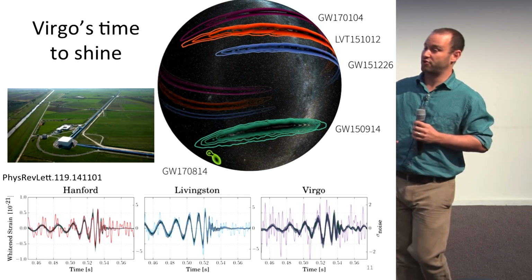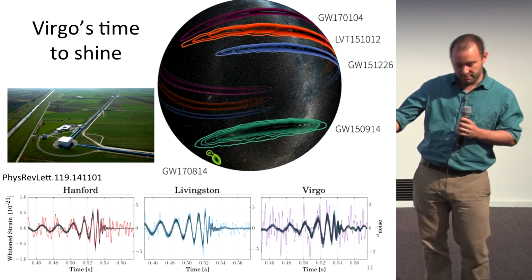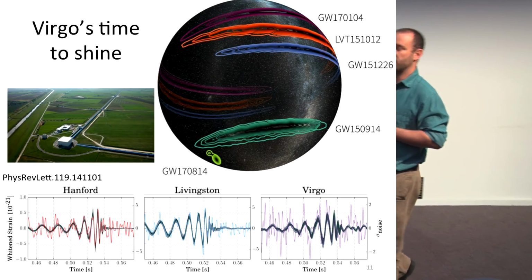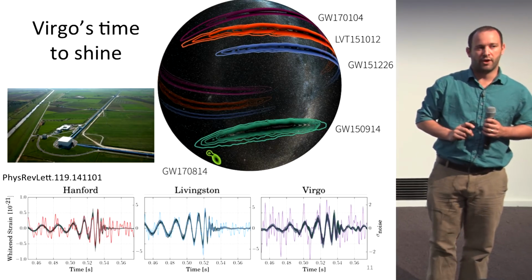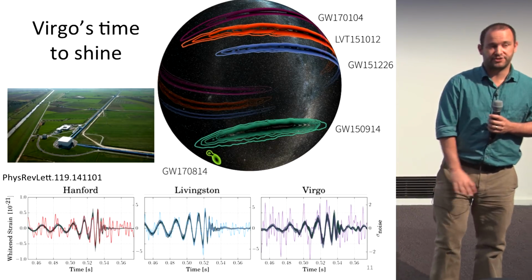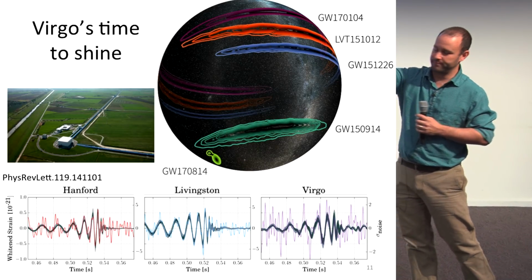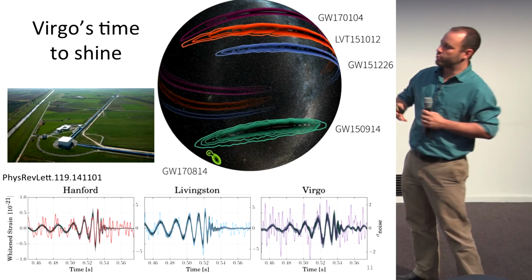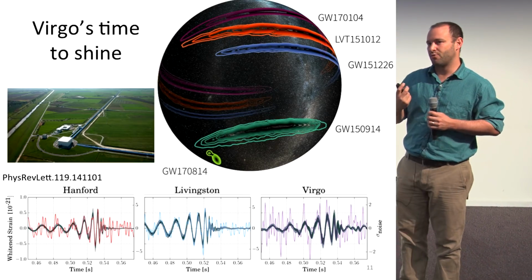Gravitational wave detectors don't give you direction, so it's only by using the time difference between the time of arrival that you can try and get a handle on where a gravitational wave came from. And if you just have two detectors, then the best you can do is somewhere over there. But that's not really good enough.